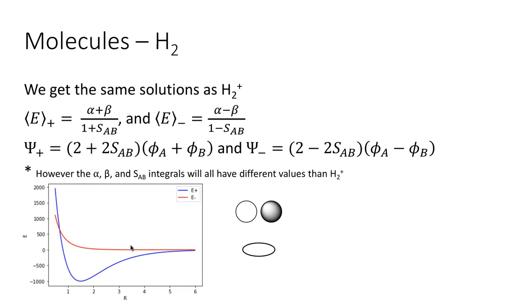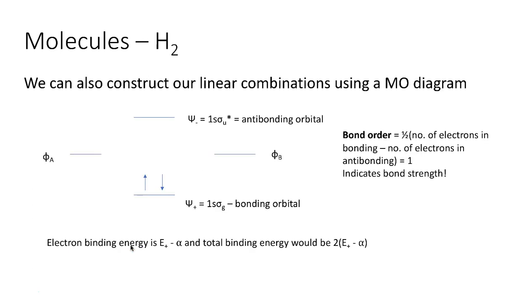The big difference between this and H2 plus, these numbers won't be exactly the same because alpha, beta, and S_AB, all of those are integrals, and they're going to be different integrals for H2 versus H2 plus. They just look the same as H2 plus in this sense, but there'll be a difference in the energies themselves.